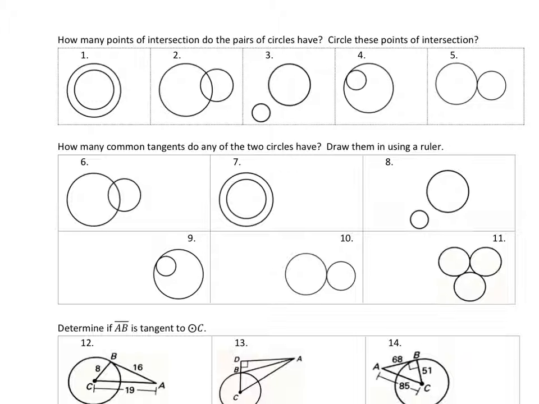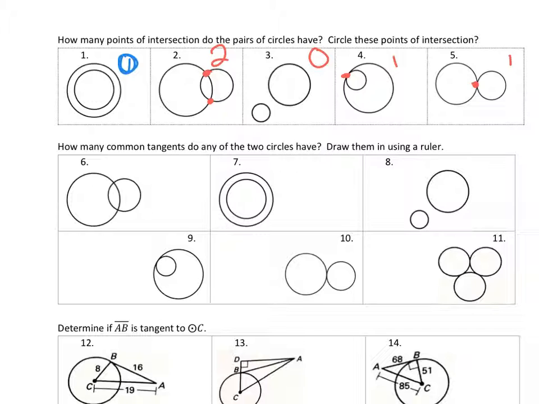All right, go ahead and flip your paper over to the back side. And it says, how many points of intersection do the pairs of circles have? Circle these points of intersection. So if we look at these two circles, they're not touching at all, so they have 0 points of intersection. If we look at number 2, it looks like we have a point here and a point here that they touch. So there's 2 points. Number 3, they don't touch at all. Number 4, they just touch in this one spot. And same with number 5, they just touch in that one spot. Those are called points of intersection.